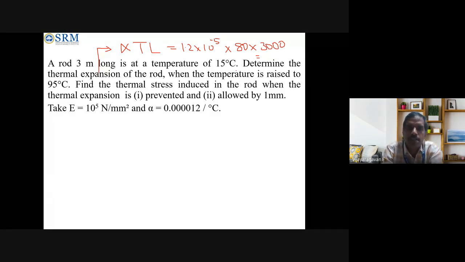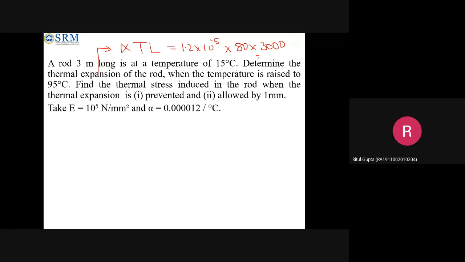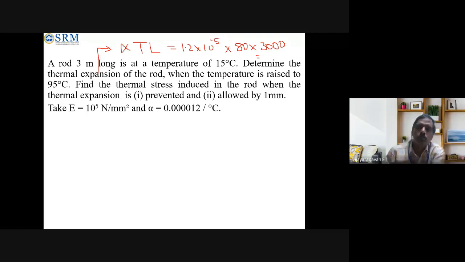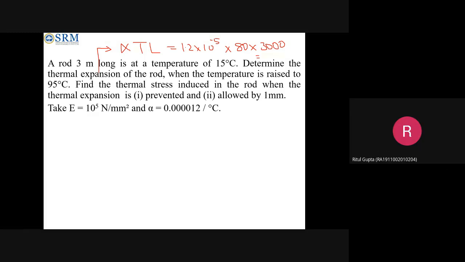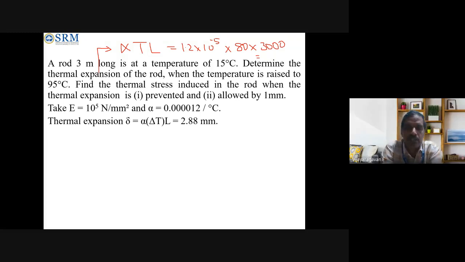Any values? So 2.88 Newton per mm square. Newton per mm. What is the expansion per? Sorry, what, sir? What is the deflection unit? Okay, mm, sir. 2.88. Okay. So we get the thermal expansion as 2.8 mm.